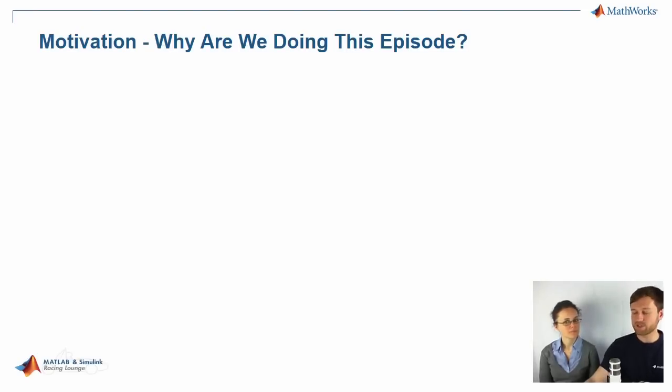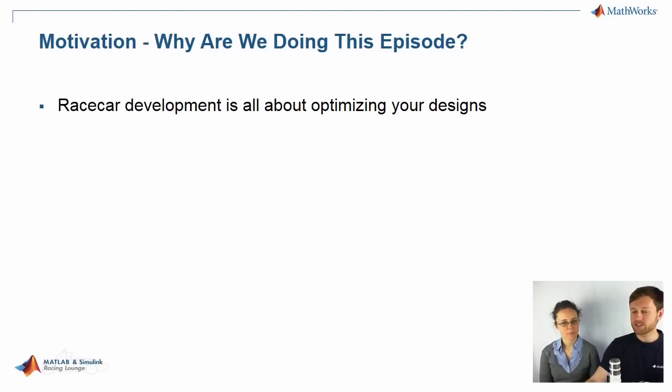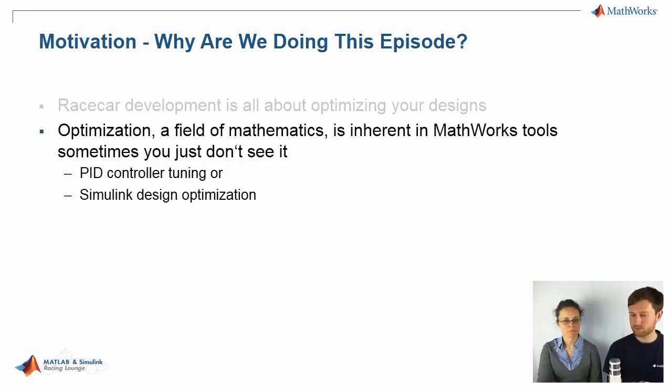Why are we doing these episodes? What I see is that race car development is all about optimizing. It's not strictly using optimization in the sense of mathematics, but you're trying to improve things. Sure. Well, your take on that is? Optimization is a field of mathematics, as I just described, and it's inherent in MathWorks tools already. Sometimes you probably just don't see it, but for example, in PID controller tuning, it's a part of that, and in Simulink Design Optimization as well.